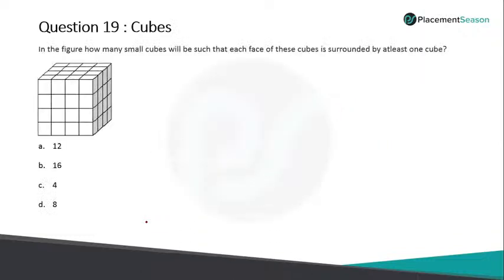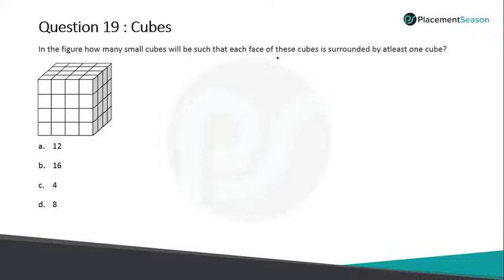Right? Okay. In the figure, how many small cubes will be such that each face of these cubes is surrounded by at least one cube? Okay. First, what cube is this? It is 4 by 4 by 4. It is 4 cubed, which is 64. So there will be 64 small cubes attached here, considered in that way. Now the question is, how many small cubes are such that each face of the cube is surrounded by at least one cube?